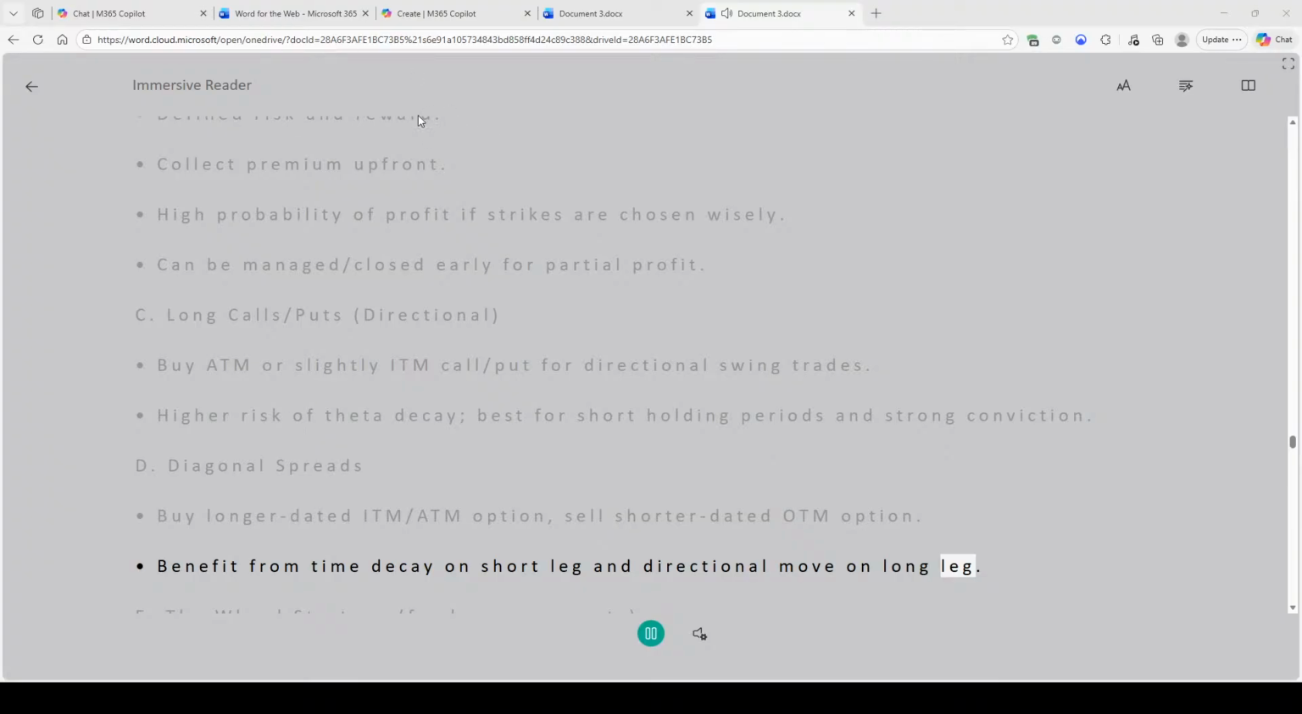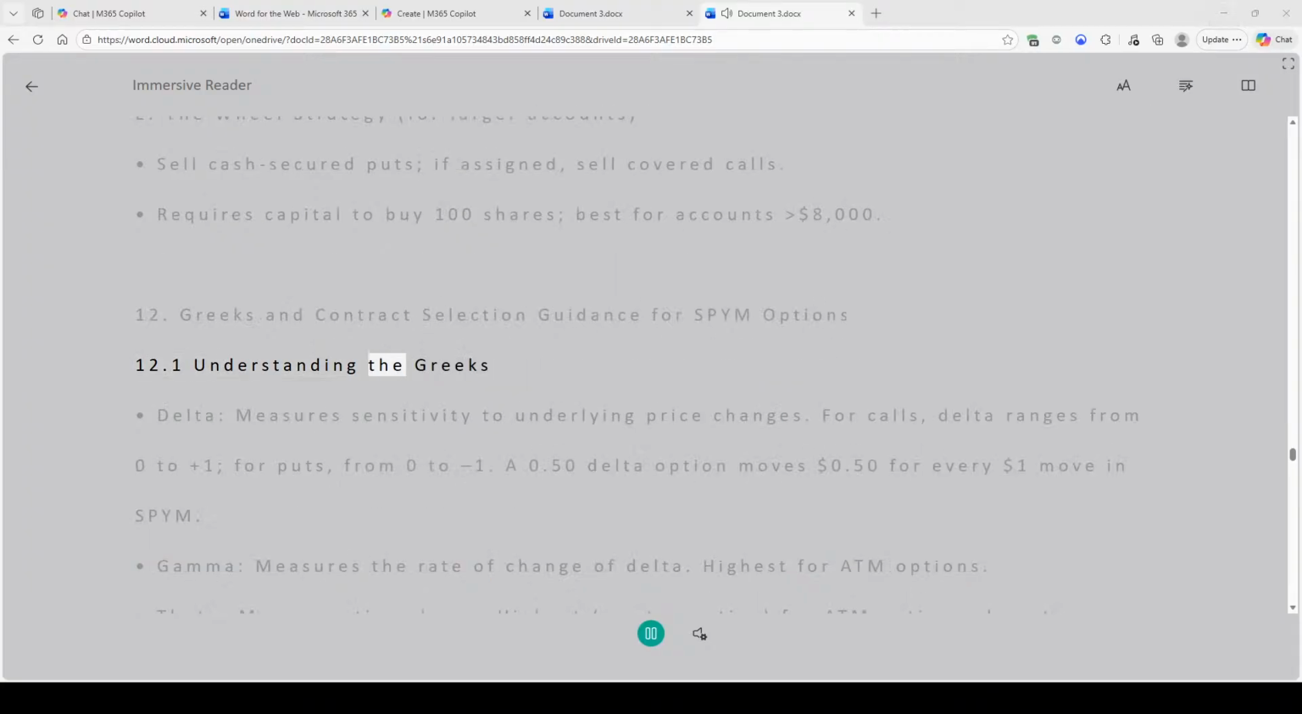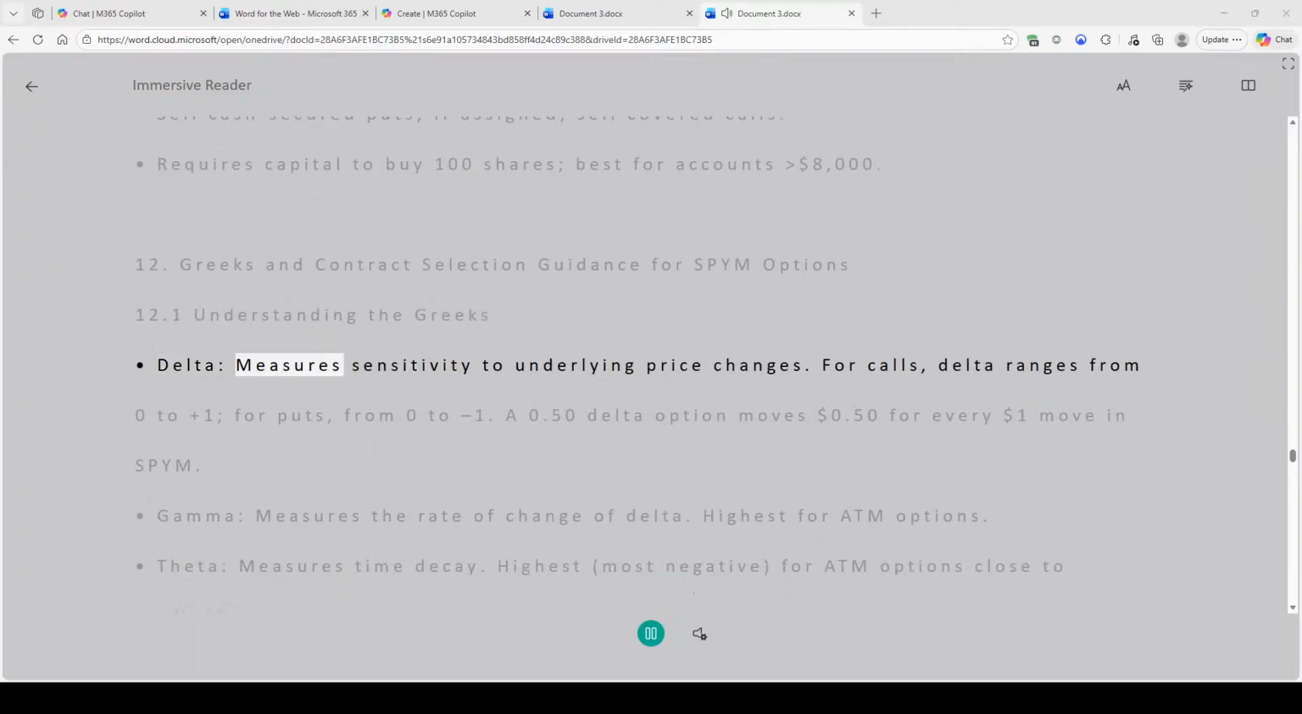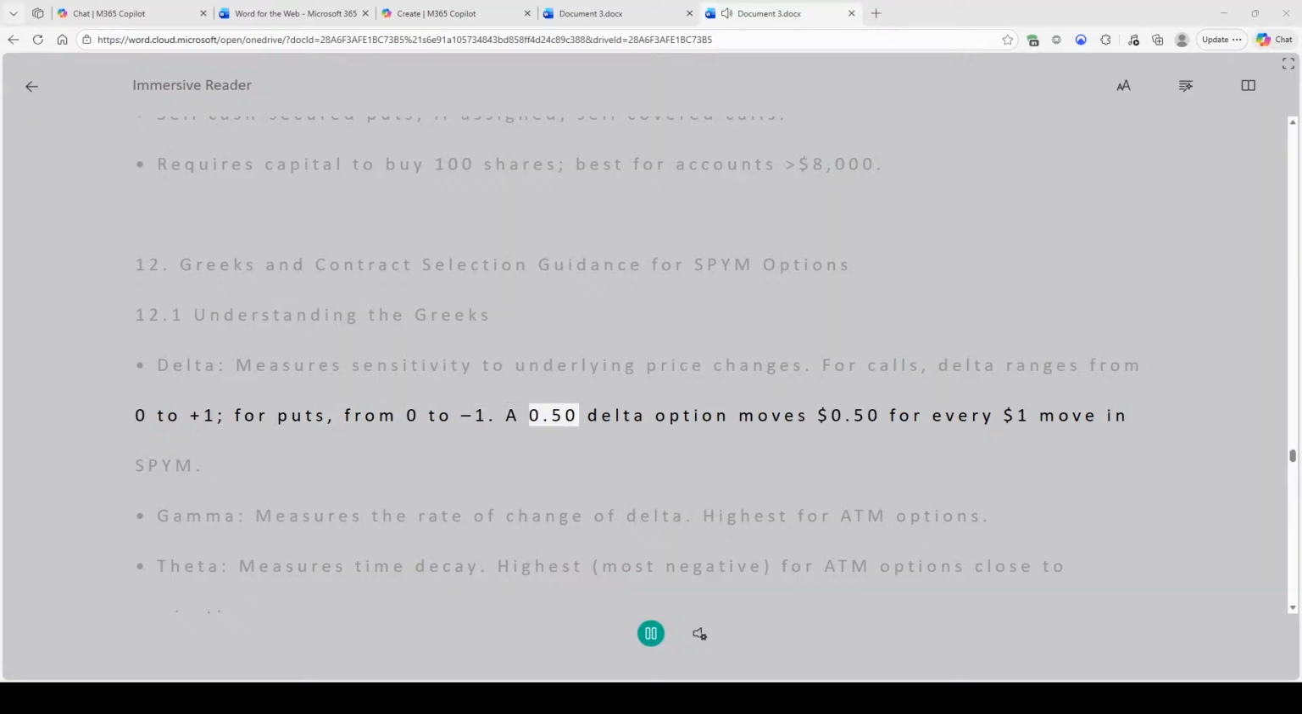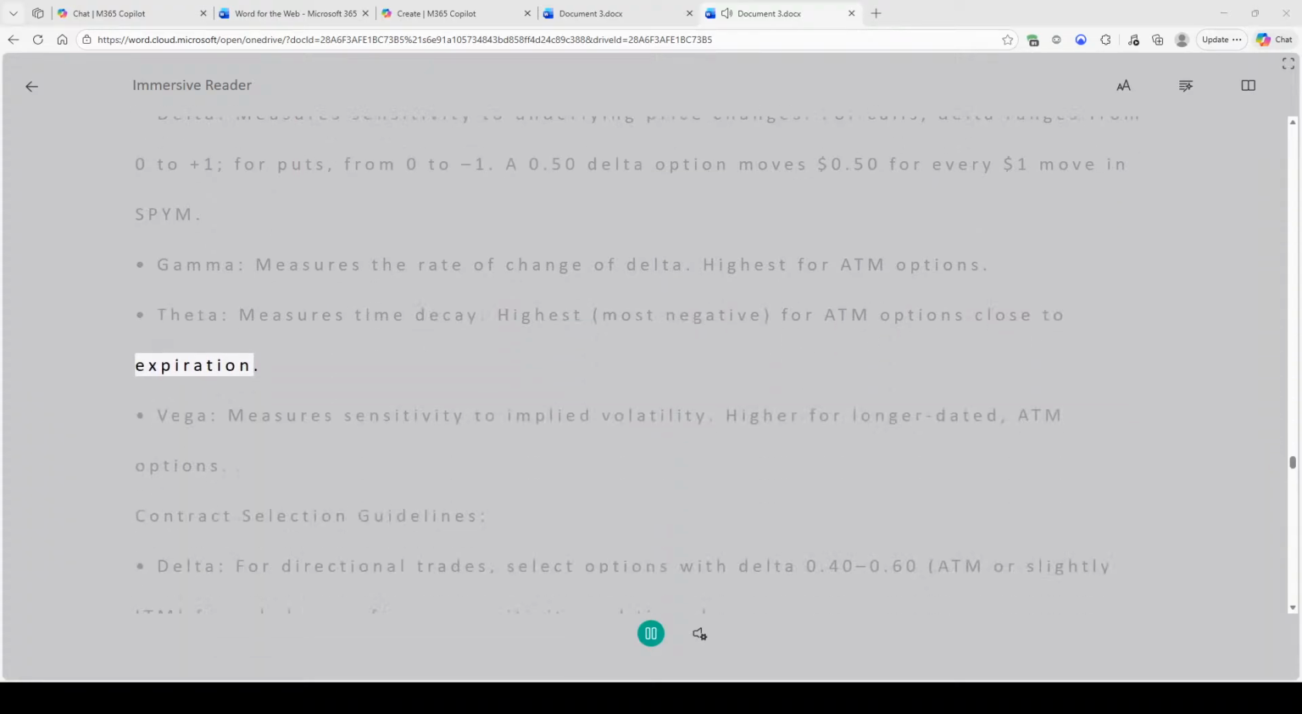12. Greeks and contract selection guidance for SPYM options. 12.1 Understanding the Greeks. Delta measures sensitivity to underlying price changes. For calls, delta ranges from 0 to +1, for puts, from 0 to -1. A 0.50 delta option moves 50 cents for every $1 move in SPYM. Gamma measures the rate of change of delta. Highest for ATM options. Theta measures time decay. Highest, most negative, for ATM options close to expiration.